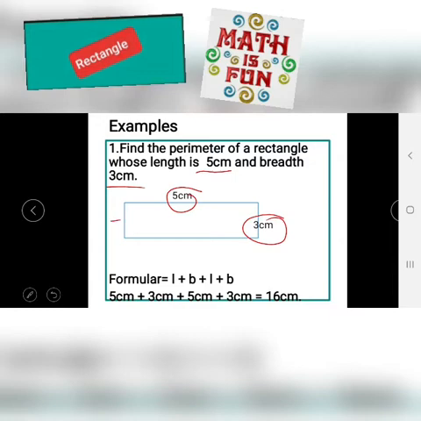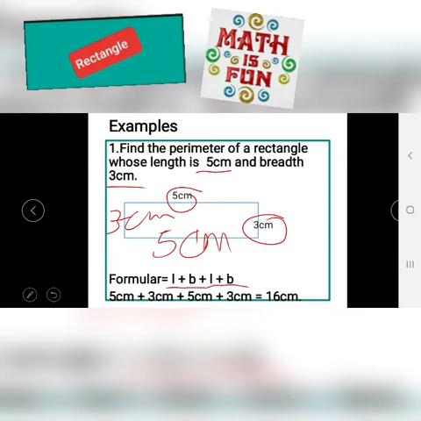So I wasn't given this and this. What do you think the other sides will be? Okay, like I told you, the lengths have the same size, and the breadths have the same size. Definitely, the second length will be 5 centimeter, and the second breadth will also be what? 3 centimeter. That's good. So with your formula, you have length plus breadth plus length plus breadth.